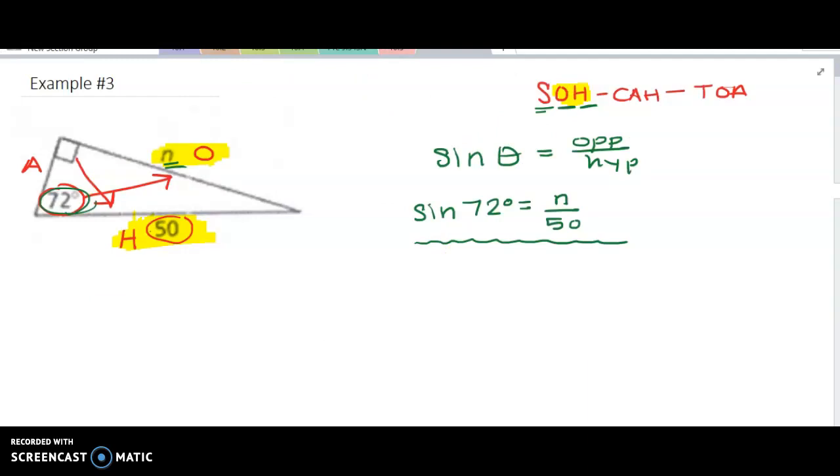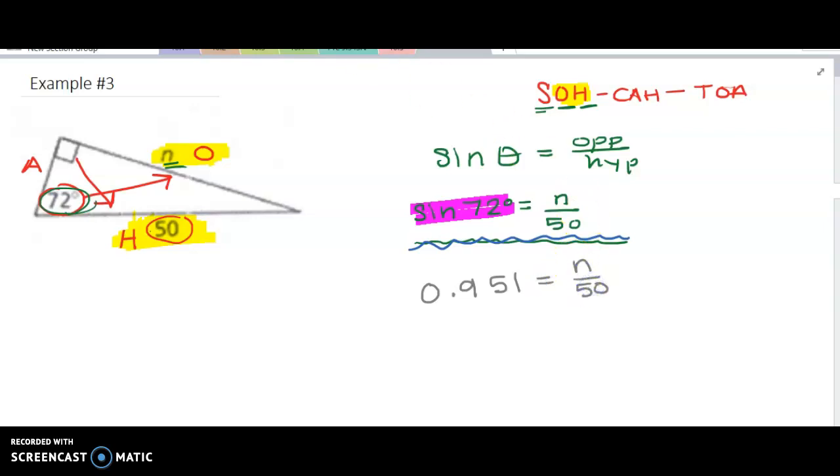All right, one last one here. Once again, I've already set this up. I've already done the hard work. I have that sine of 72 equals n over 50. Luckily for us, our calculator knows the value of sine of 72. And so when you plug that in, you should get roughly 0.951. That's going to equal n over 50.